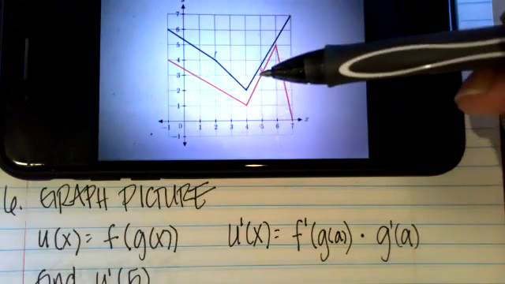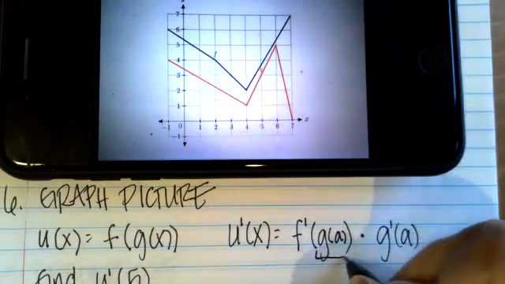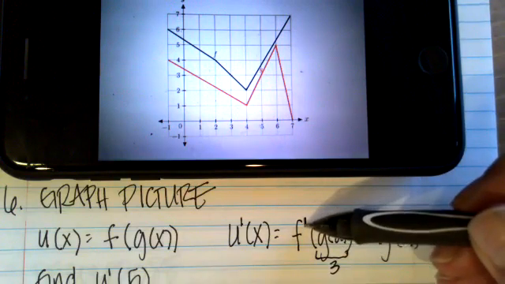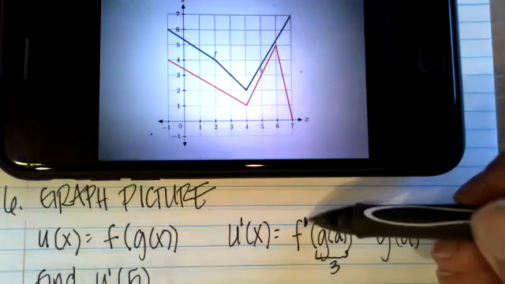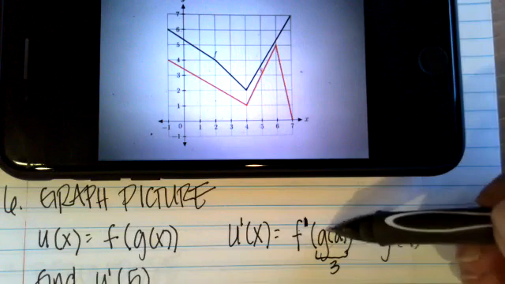So the red line at 5 is at 3. So this little piece right here turns into a 3. Well, then it says, what's the slope? Remember, prime or derivative is always slope. So this is saying, what's the slope of the f line at 3? Because remember, this turned into a 3.